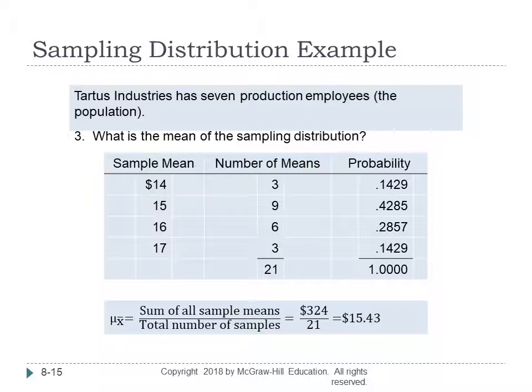Now we're ready to calculate the mean for the sampling distribution. That means take the sum of all sample means, divide by the total number of samples. It turns out the total will be 324. We have 21 different samples. If you divide 324 by 21, you get 15.43. Then the mean for the sampling distribution of the mean is equal to the mean for the population.